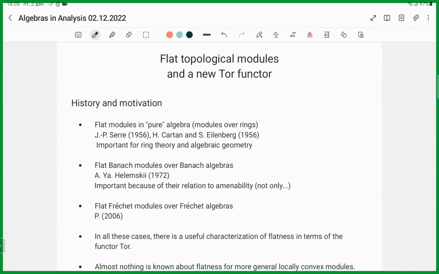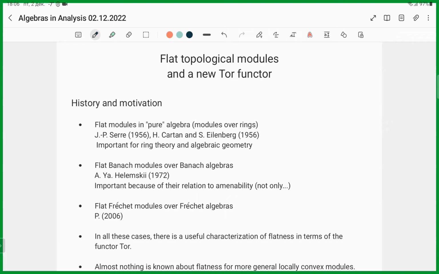Thank you. So the subject of my talk is closely related to what I was talking about here in May. But I'd like to stress that today's talk will be totally independent of the previous one. I'm going to tell you about flat topological modules and a new Tor functor. And let me start with some history and some motivation.